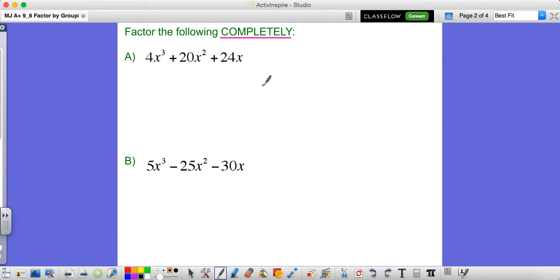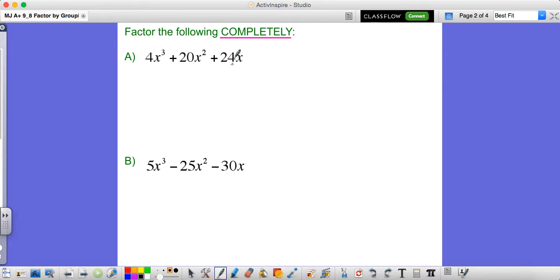So let's try a few more of these. If you want, at any point, feel free to pause the video and try these on your own. I might recommend it. First, what you're going to do is factor out a monomial, and then you're going to factor by any means after that. So go ahead and pause the video if you'd like. Try A, B, or if you want to follow along, that's okay too.